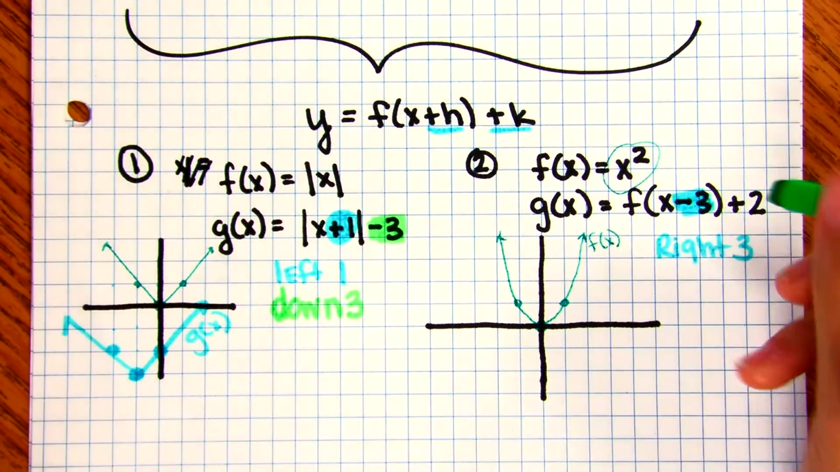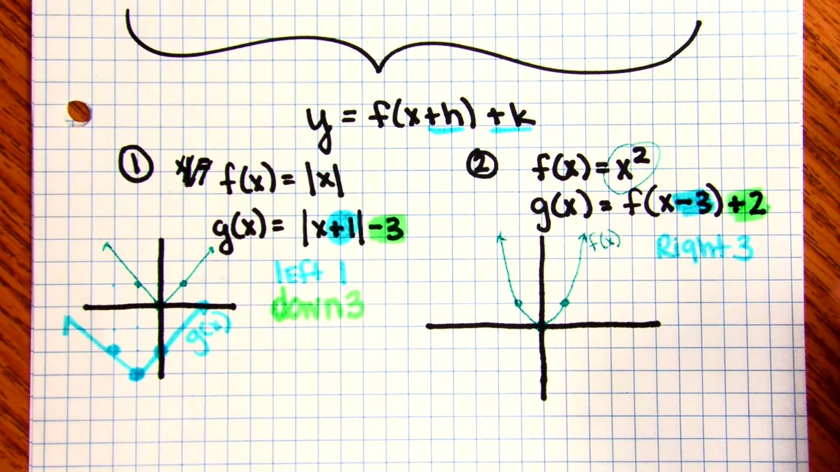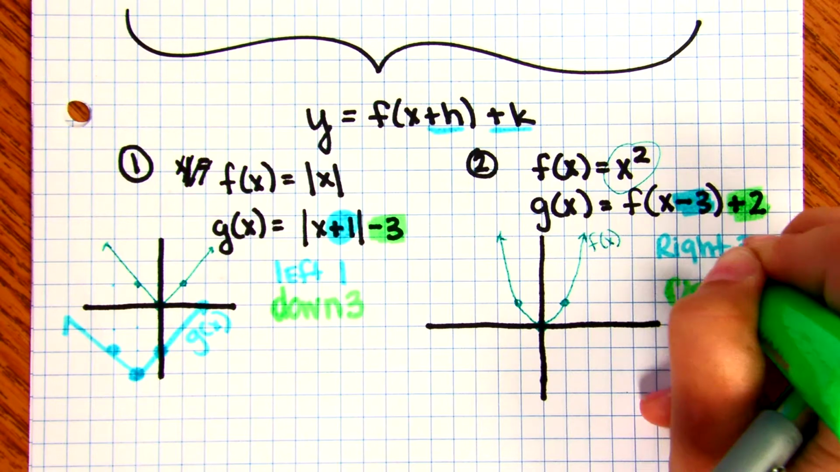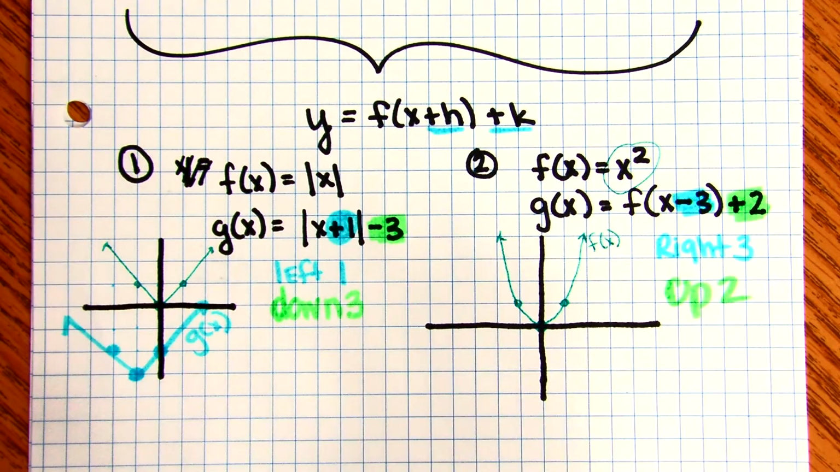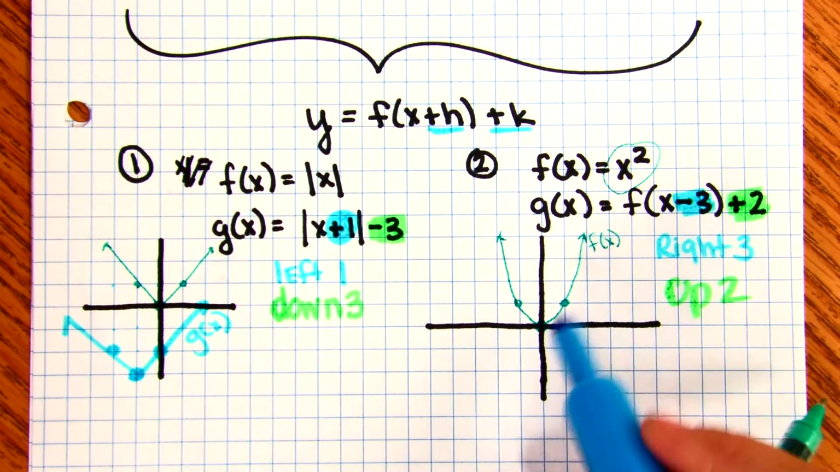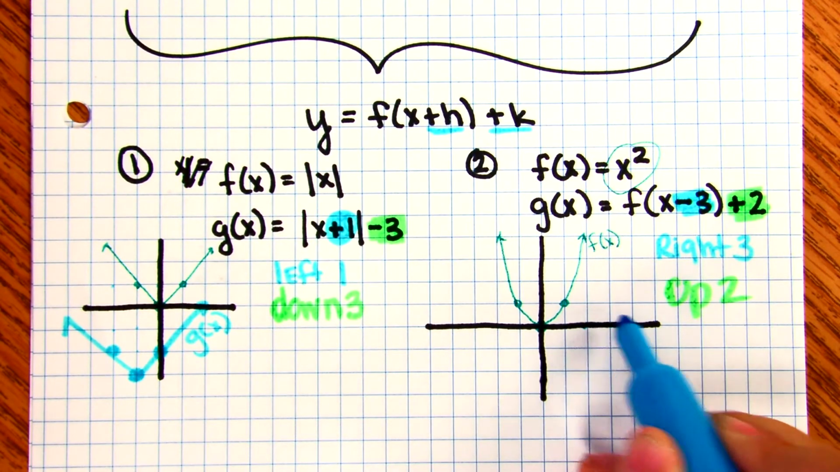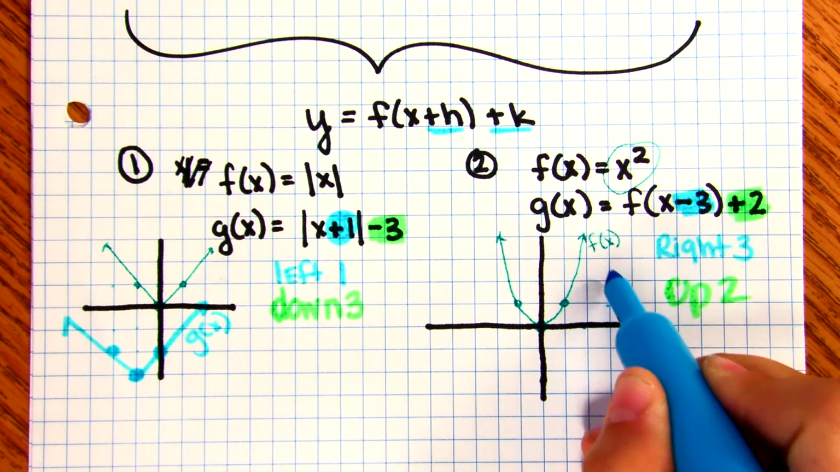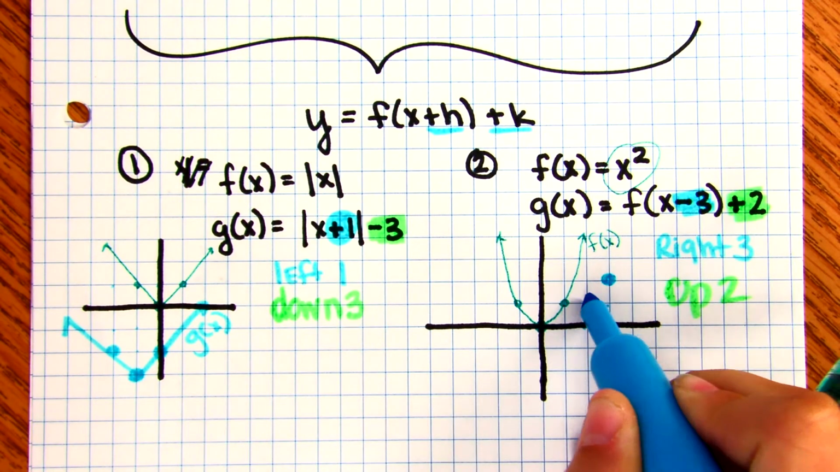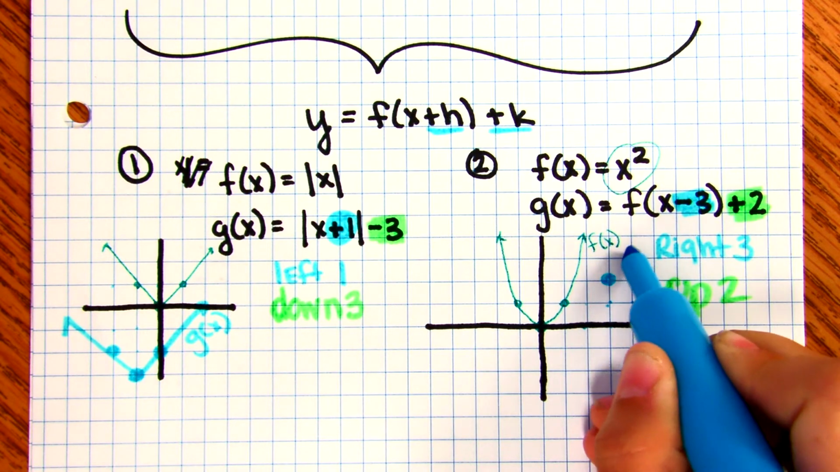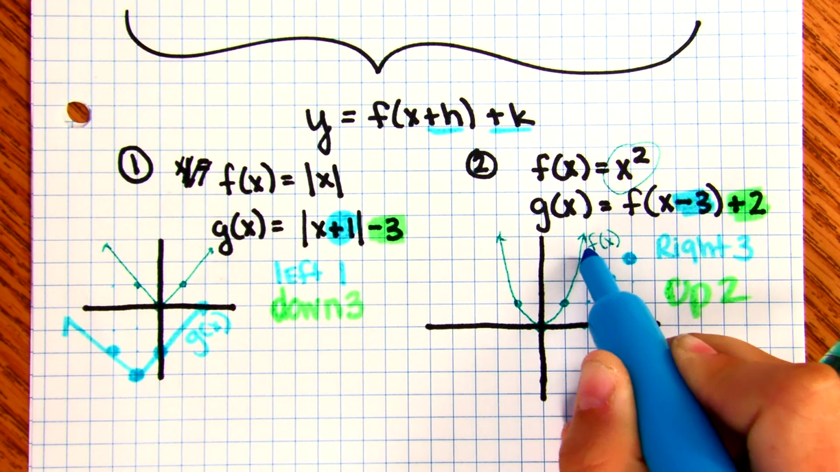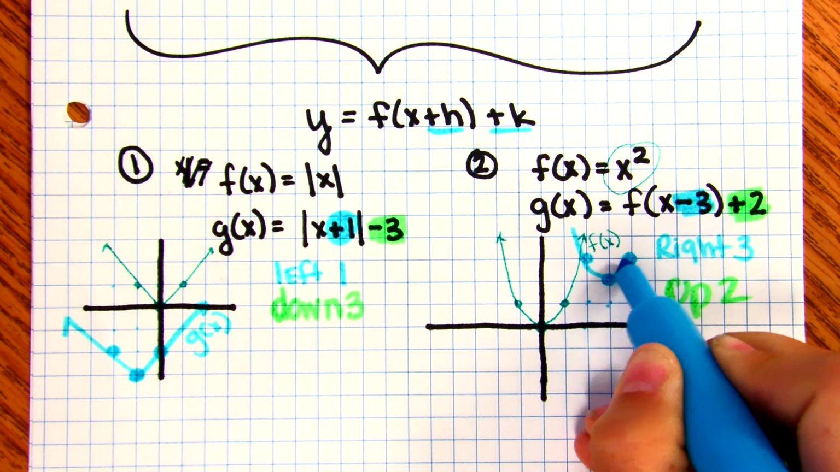We're adding 2 to the outside, so that's going to be up 2 units. So I'm going to take each point, I'm going to move it right 3 units, 1, 2, 3, and then up 2, 1, 2. That's the origin. Right 3 units, up 2, right 3 units, up 2. And draw my graph.